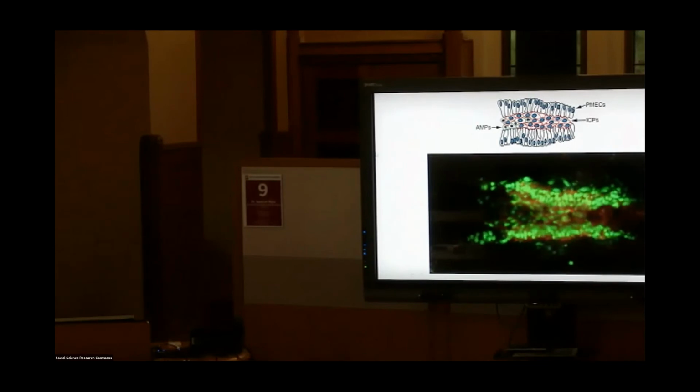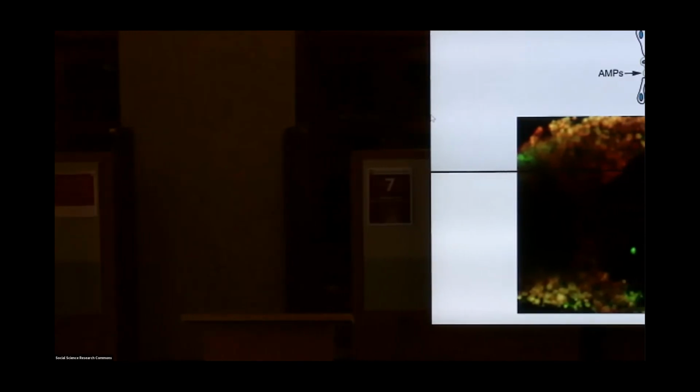And so once again, to give you an idea of what this actually looks like in real life. You've got your PMEX on the borders, your ICPs in the center, and then your AMPs lagging towards the rear. I've got another video in a minute, which will show that a bit clearer. Because throughout our research, we've also found that there's a layer of mesoderm surrounding the endodermal PMEX and ICPs, and this mesoderm is actually necessary for the PMEX to undergo migration as well.